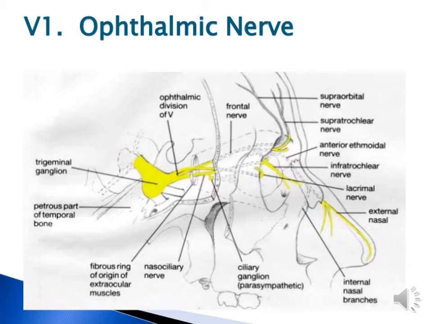This figure shows the ophthalmic nerve and its divisions within the orbit and outside, in the nose, and within the face and the scalp.